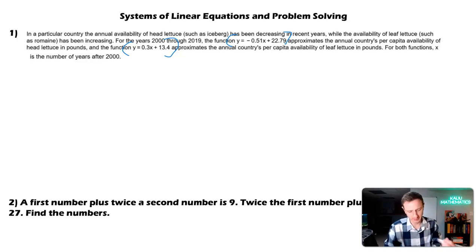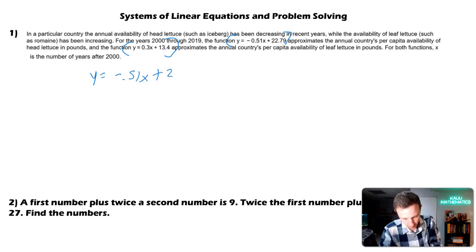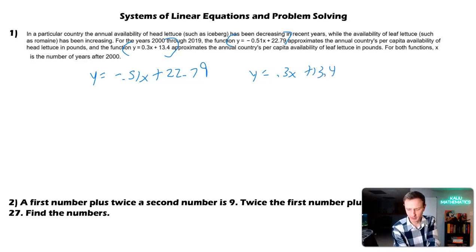So a part of this question got cut off, which I'm realizing now. But what they want us to do is see when these two pieces of information are going to be equal to one another. So we have these two functions, y equals negative 0.51x plus 22.79, and y equals 0.3x plus 13.4. The question should have had a line asking when the production is equal. I don't know why it got cut off, but we just want to set these two equal to one another because we have two functions of y, so we can use substitution and then solve.